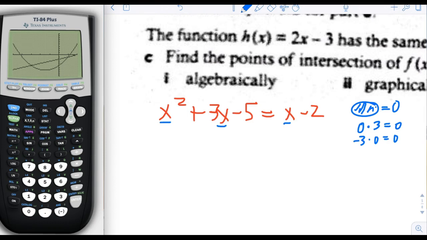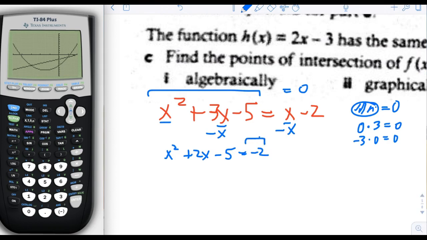So I'm just going to demonstrate the problem. You watch and see if you understand, okay? First thing I'm going to do is move everything to the left side so that on the right side I end up with equals 0. So first I'm going to subtract x from both sides, and I'm going to get x squared plus 2x minus 5 equals negative 2.